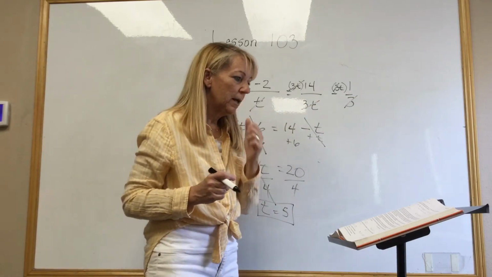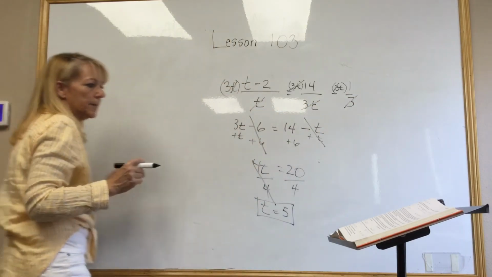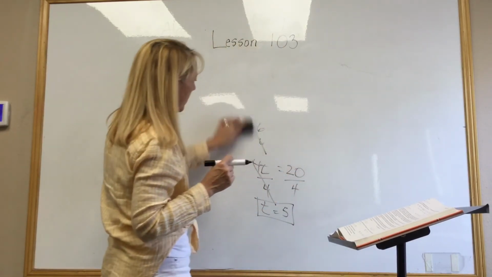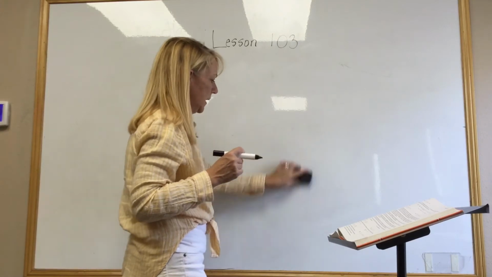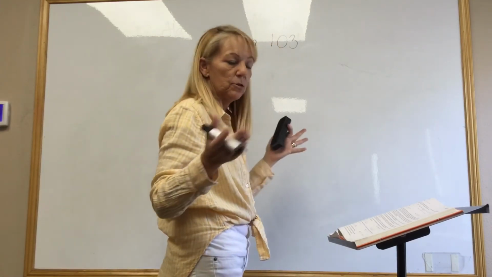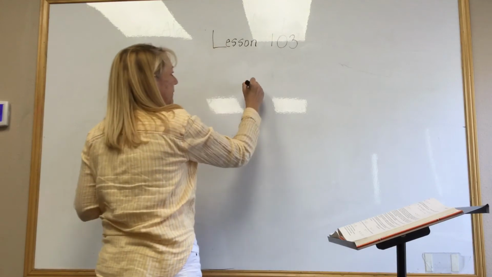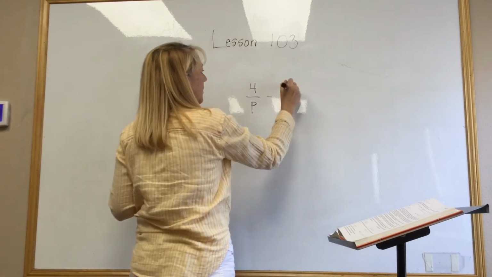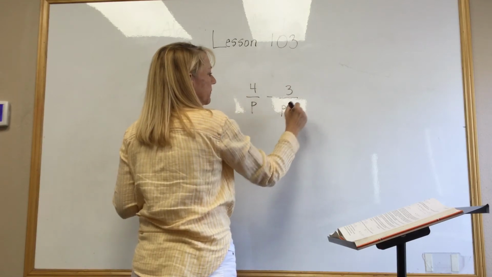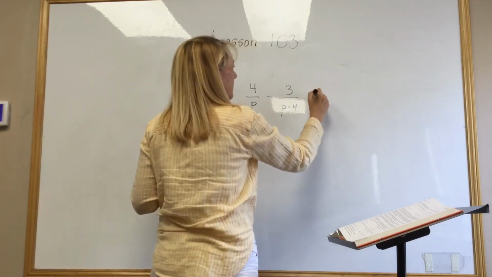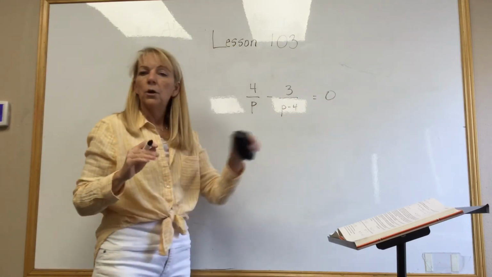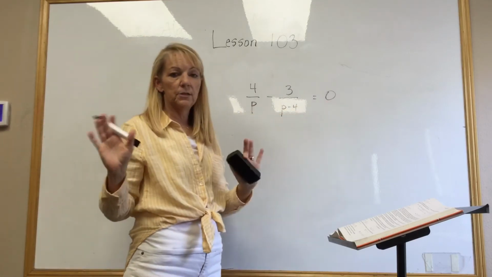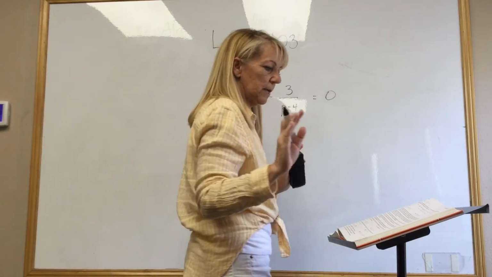Let's do one more. So if I have, let me erase. Again, the beauty of video is you can go back and watch these again if I've erased something too soon. So 4 over p minus 3 over p minus 4 equals 0. Now, just so you know, you can never have a 0 in the denominator, okay? Just keep that in mind.